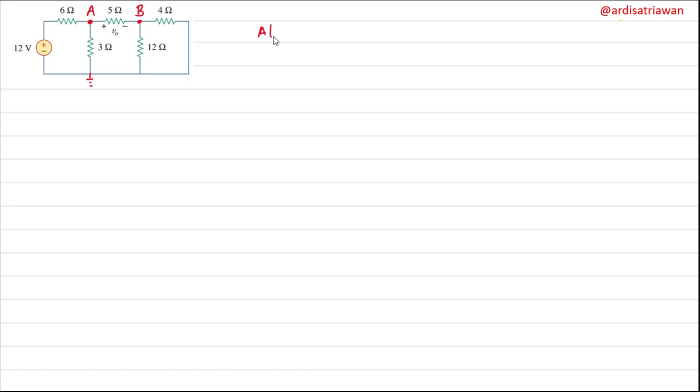Okay, let's see at node A. Then let's assume where the current goes. Okay, I'm assuming this way. This is arbitrary, you can assume any direction. At node A, we have this current going in. So KCL says that the sum of the currents that go in is equal to the sum of the currents that go out. This current goes in, so I will have this node minus this node divided by 6 ohm. But this node is 12 volt, right? So I will have 12 minus VA divided by 6.